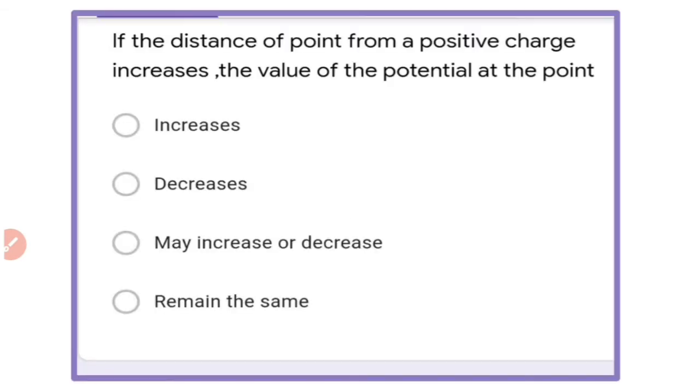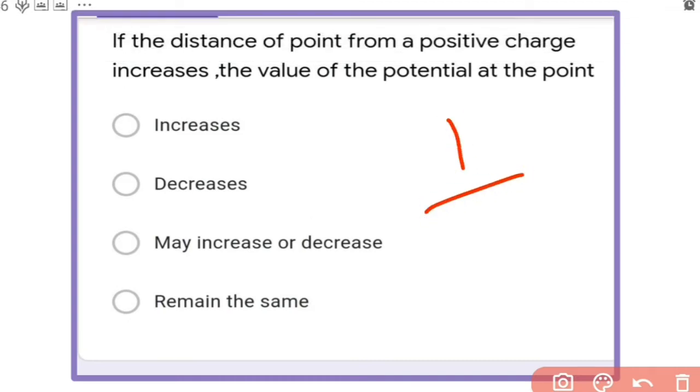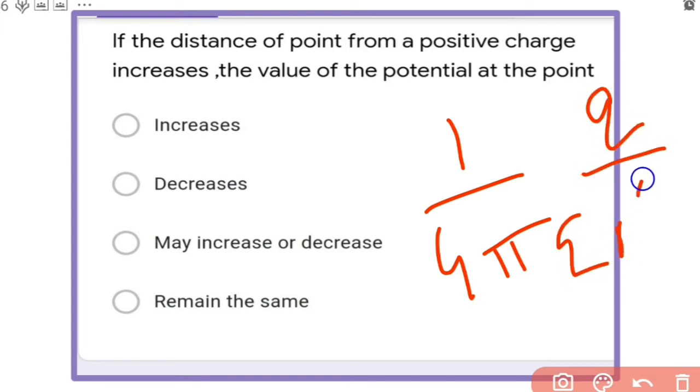Now we are discussing those MCQs which we had in the last live session. This question: if the distance of a point from a positive charge increases, the value of the potential at the point. So the equation for potential at a point is 1 by 4 pi epsilon 0 into Q by R. That is the expression for potential. So what about the distance? When the distance increases, it is inversely proportional. So the correct option is it decreases.